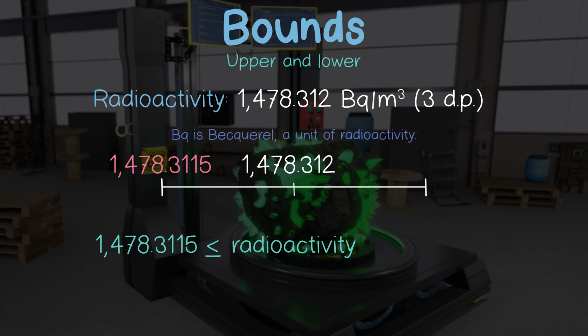Same idea with our upper bound. If our measurement was 1478.3125 or higher, then it would have rounded up. So we know that anything less than this value is our upper bound.